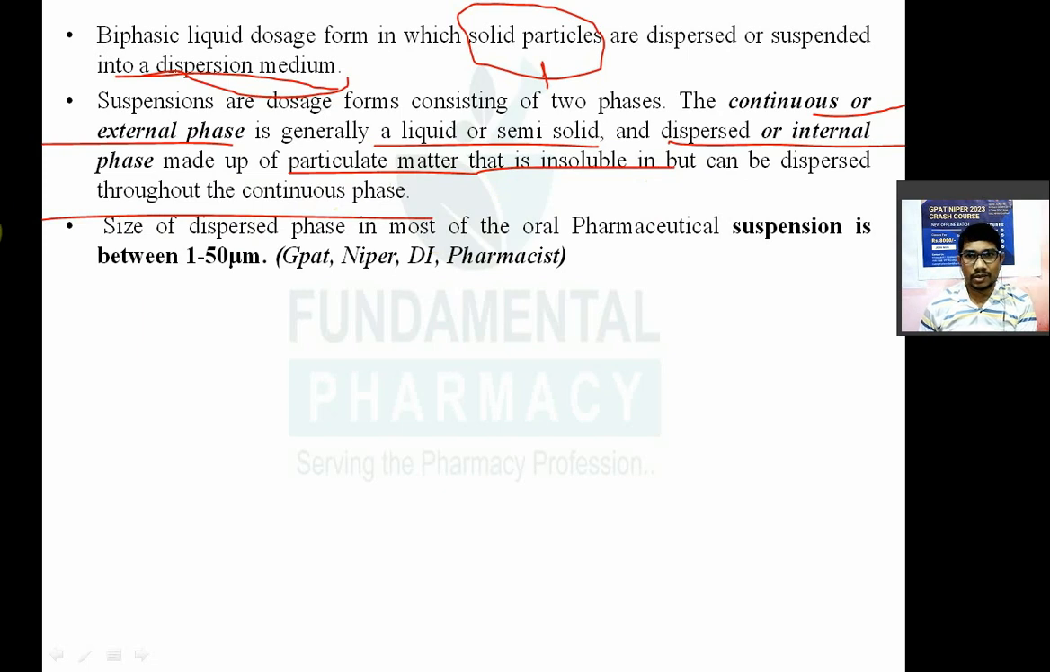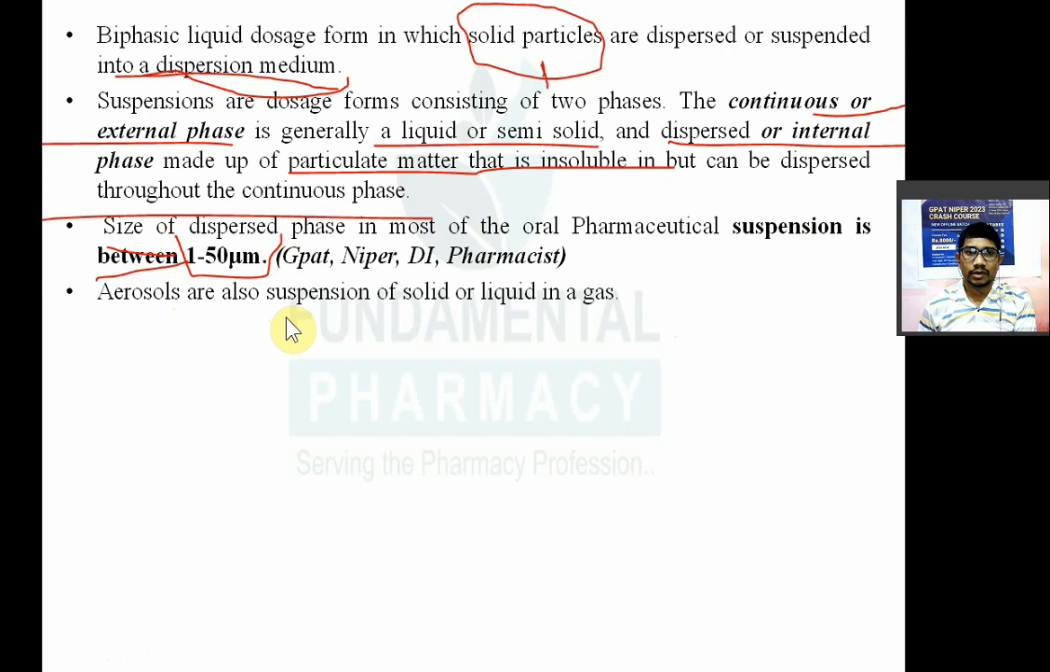Now size, a question comes on this. What is the size of the dispersed phase in a suspension? Most oral pharmaceutical suspensions will have a particle size in the range between 1 to 50 micron. The particle size range of a suspension is 1 to 50 micron. This is important.